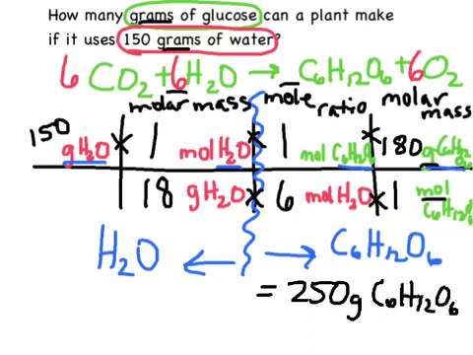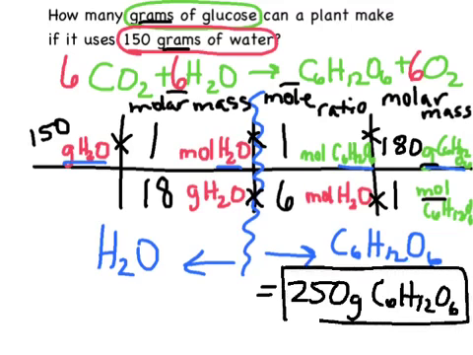All right, we did it. And we survived. Look at you, you're still here. That's awesome. So if we start out with 150 grams of water and give it to a plant, it's going to make 250 grams of glucose. That's cool. I can live with that.